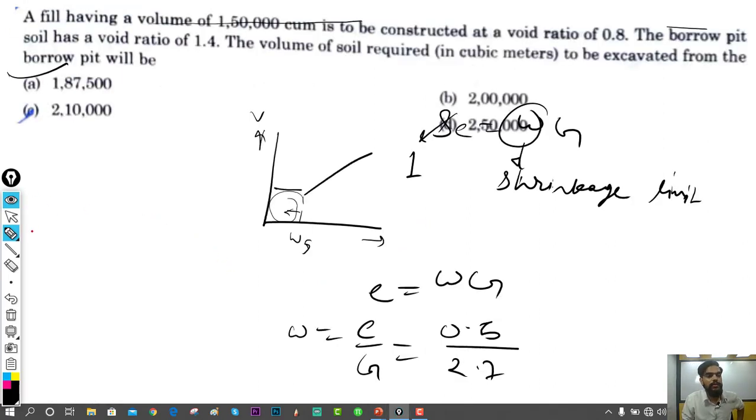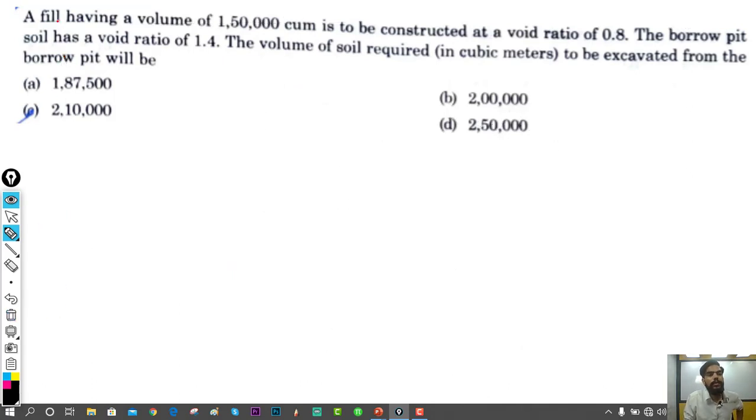So guys, in the next question: a fill having a volume of 1,50,000 cubic meter is to be constructed at a void ratio of 0.8. The borrow pit soil has a void ratio of 1.4. Find the volume of soil required, in cubic meter, to be excavated from the borrow pit. Guys, see this question carefully. Here two situations are given to us: first is the fill, and the second is the borrow pit.